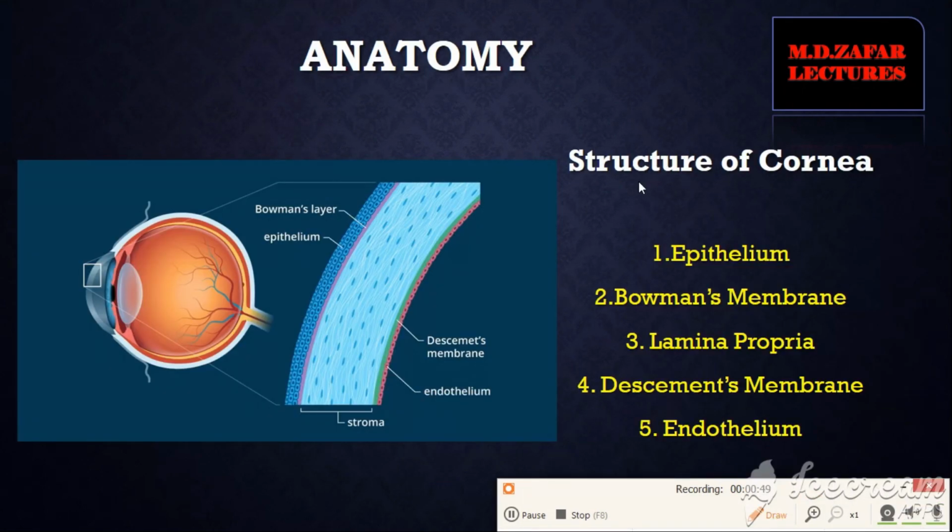Now we will talk about the anatomy of the structure of cornea. Number one, we have epithelium, then we have Bowman's membrane, then we have lamina propria, Descemet's membrane, and endothelium. As you could see from this diagram, there is the structure of cornea. If we have a microscopic view, we will have this epithelium, this Bowman's layer, the stroma or lamina propria, the Descemet's membrane, and the endothelial cell layer. We will talk about them in detail.